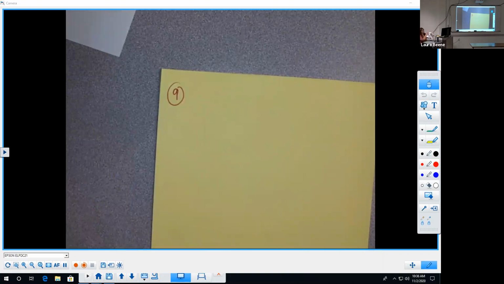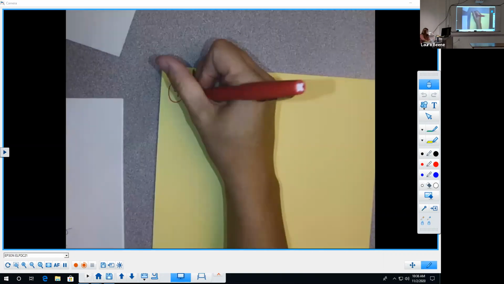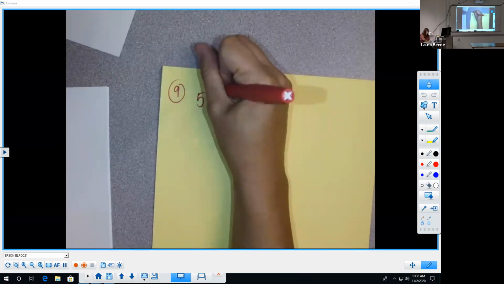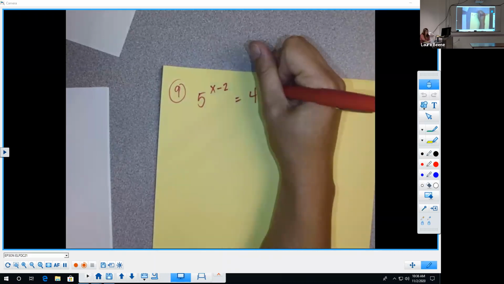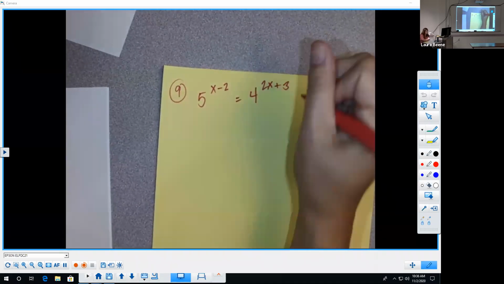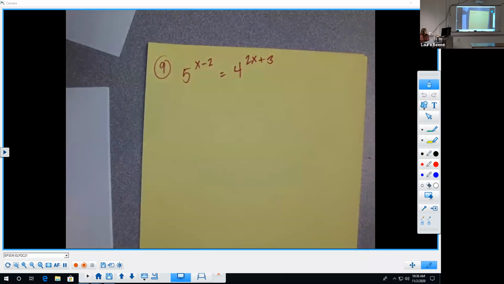And this is a super long one, okay? So if you have 5 to the x minus 2 power equals 4 to the 2x plus 3 power. Okay, so can you turn those both into the same base? No, and we can't really change forms here because if I change forms, which side is my base? You see what I'm saying? So we have to do this a little bit differently.